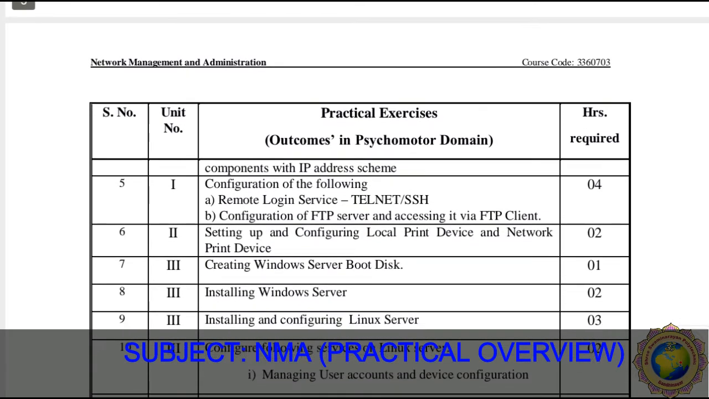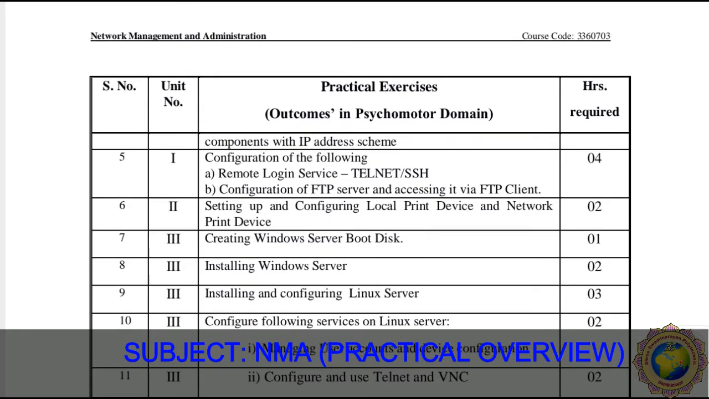Exercise number 5, that is practical number 5, is the configuration of the following: remote login services, telnet, SSH, Secure Socket Layer, and configuration of an FTP (File Transfer Protocol) server and accessing it via an FTP client. Here we learn how to configure an FTP server and remote access login. This practical also requires 4 teaching hours. In it we learn how to do remote login access and how to configure an FTP server and access it via an FTP client.